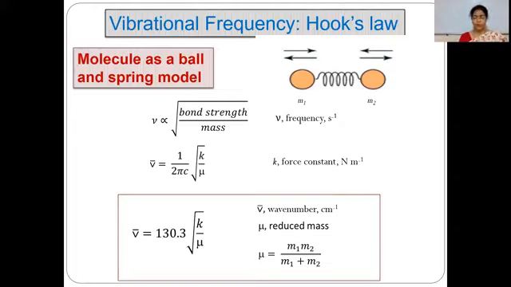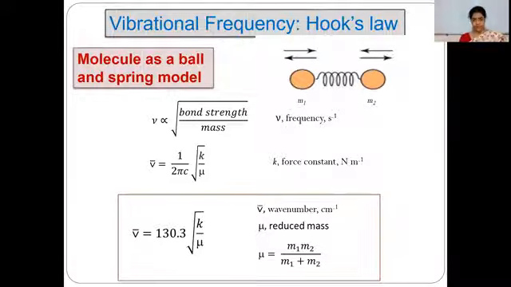According to Hooke's law, frequency is inversely proportional to mass and directly proportional to bond strength. In terms of wave number, it is 1 upon 2 pi c under root k upon mu.